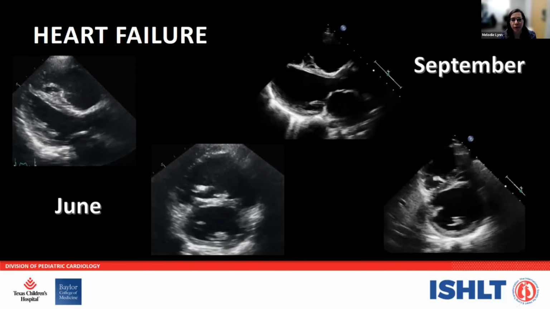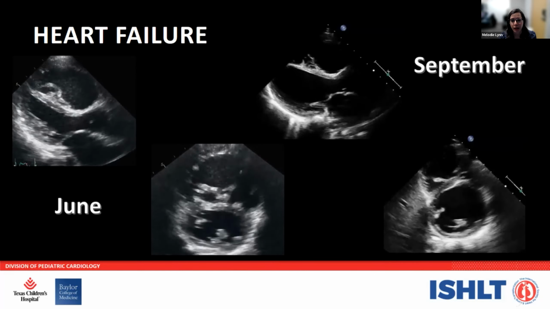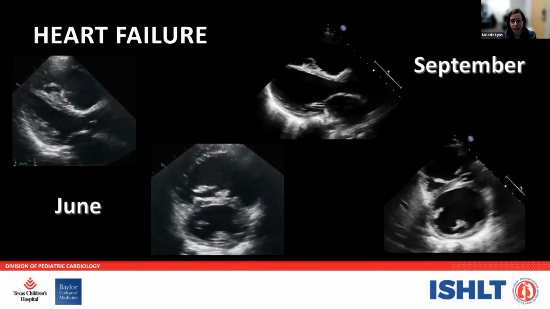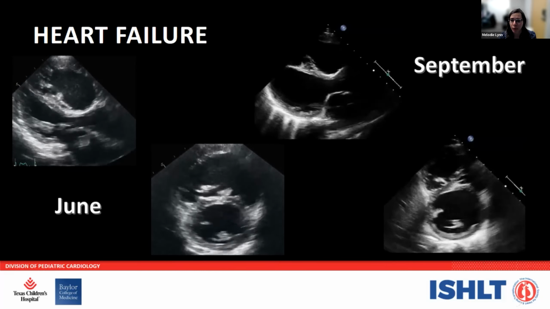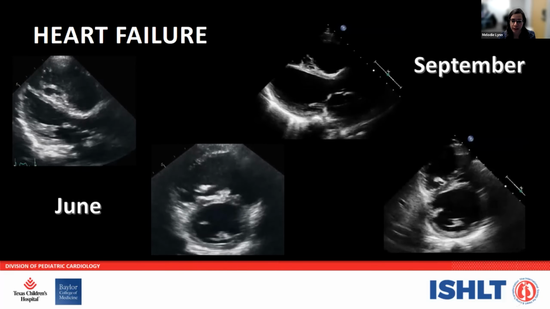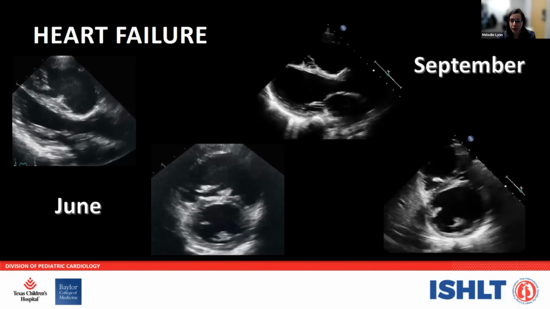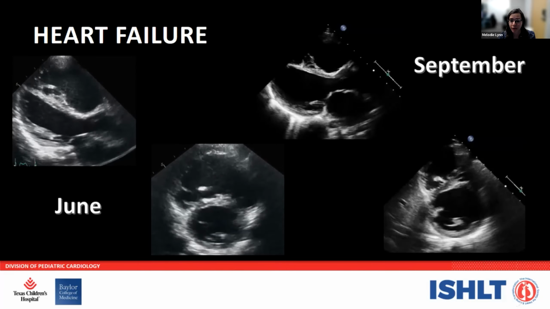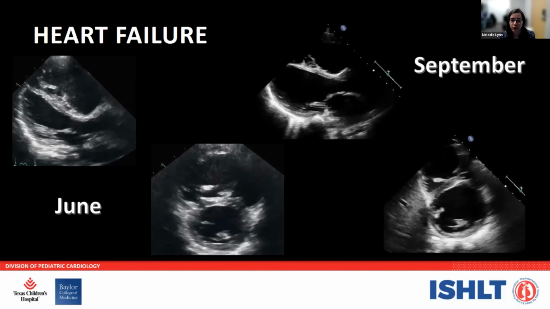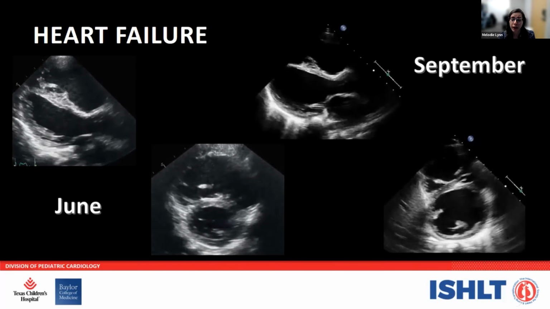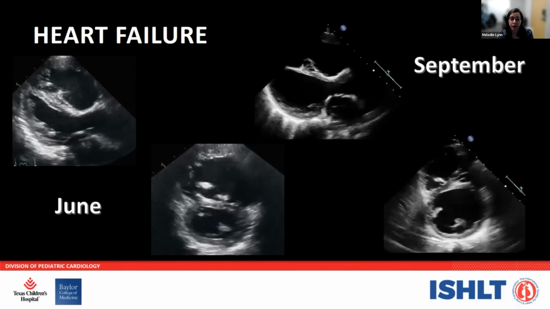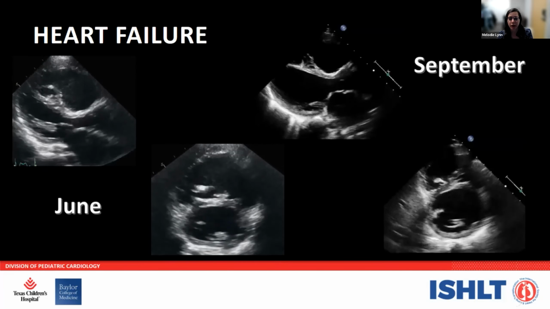You can see that both her ventricles are now severely dilated with severely depressed biventricular function with an EF calculated at 15%. She was admitted to our ICU for inotropic initiation and evaluation for the significant change in her function. Her cardiac MRI demonstrated no myocardial edema or scarring suggestive of myocarditis.